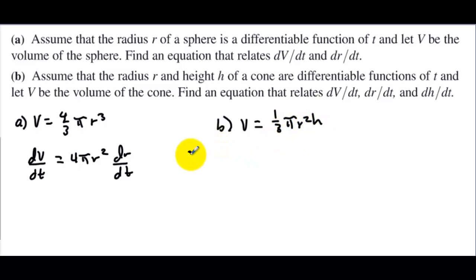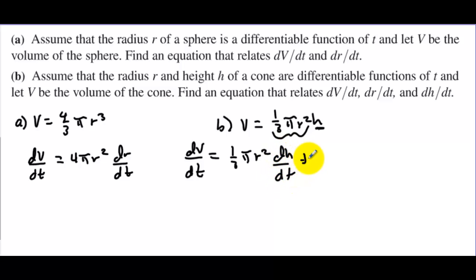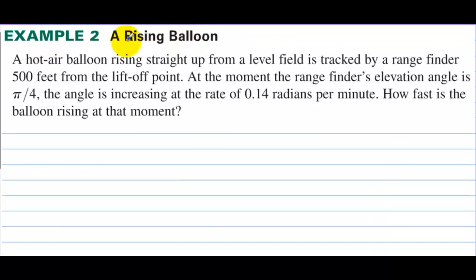Now we need to take the derivative of this implicitly, so dV over dt is equal to, let's call this the first, and we'll call the second just h. So we have first times the derivative of the second, which is dh/dt, plus the second times the derivative of the first, which is 2/3 pi r dr/dt. Example 2, a rising balloon.